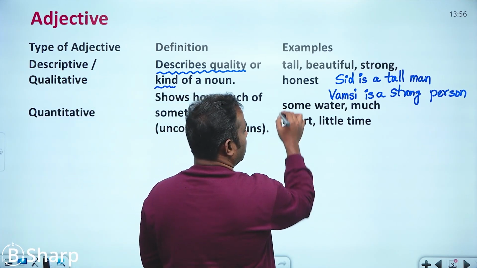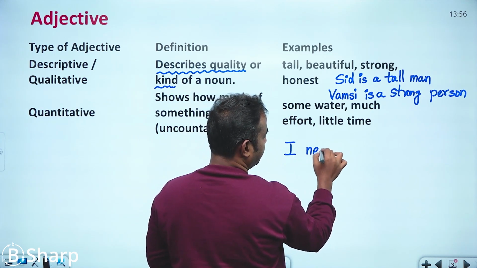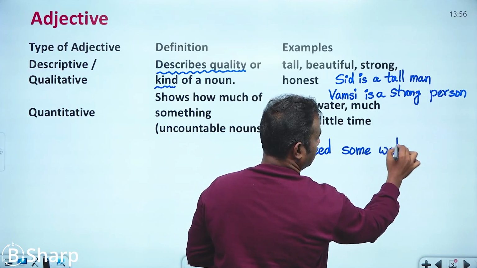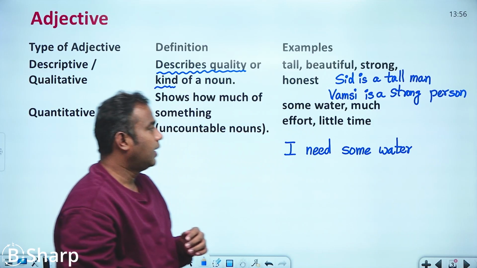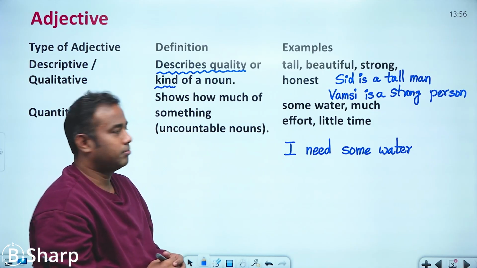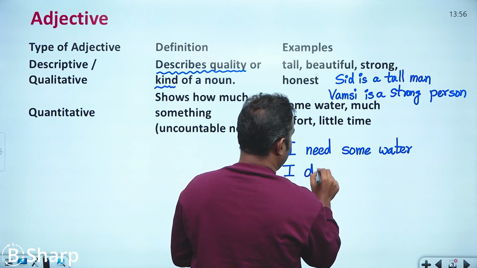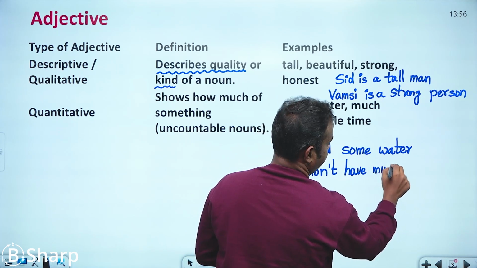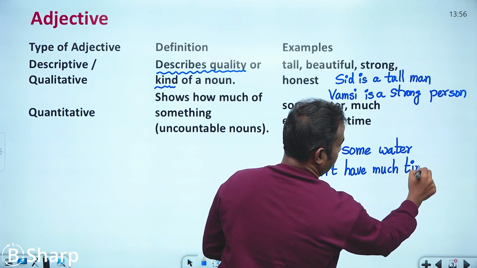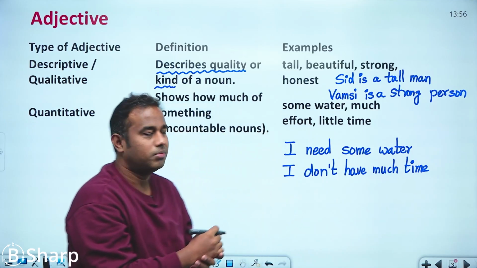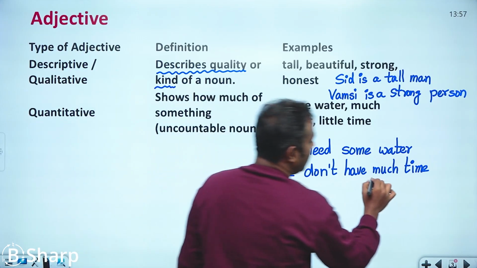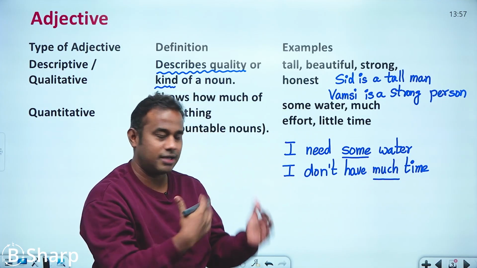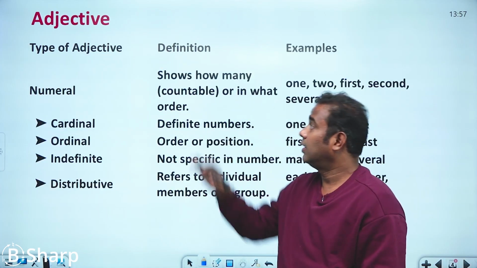Some water: I need some water. And, I don't have much time for preparation. Much time for preparation of any competitive exam. So some, much, these show how much. When I say this, 'some' describes a quantitative adjective. This is just an example here; we'll discuss it in depth. Now the next one is the numeral adjective.